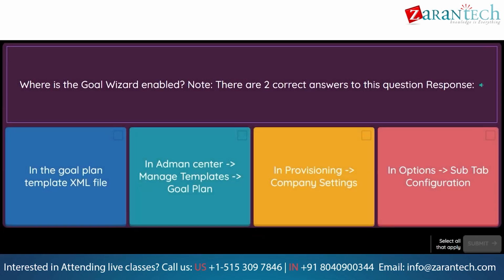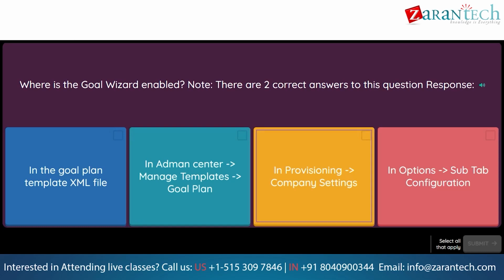Question: where is the goal wizard enabled? Note, there are two correct answers to this question. Response: Option 1, in the goal plan template XML file. Option 2, in Admin Center-Manage Templates-Goal Plan. Option 3, in Provisioning-Company Settings. Option 4, in Options-Subtab Configuration.